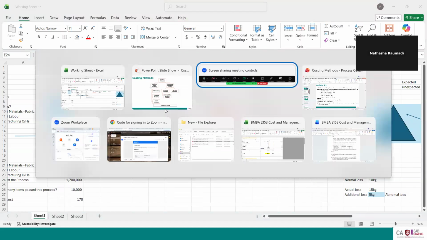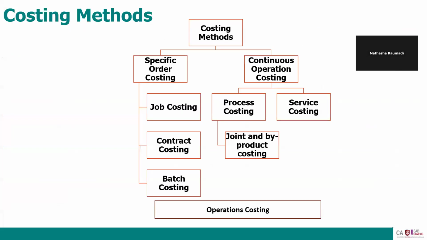Then I explained the costing methods, how process costing fits in, and the difference between specific order costing and continuous operation costing. I told you process costing comes under continuous operation costing.